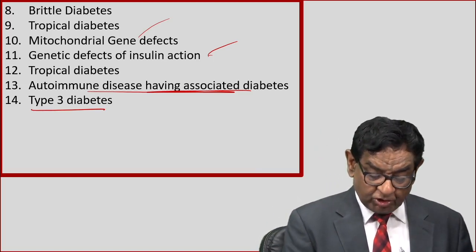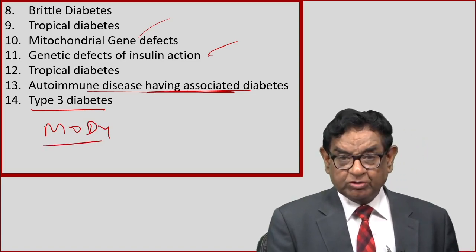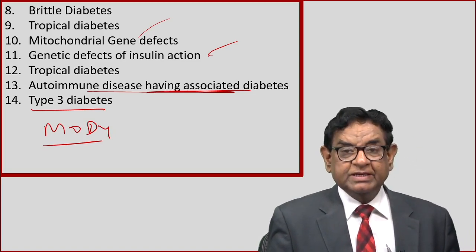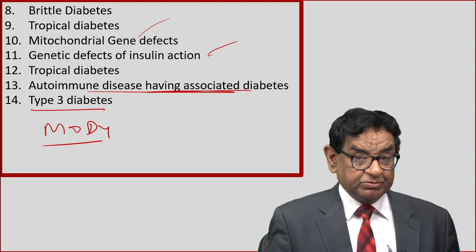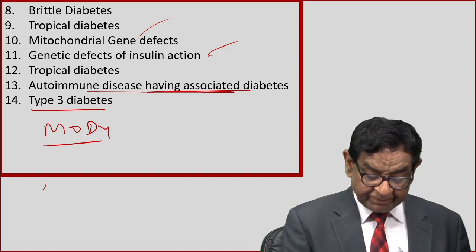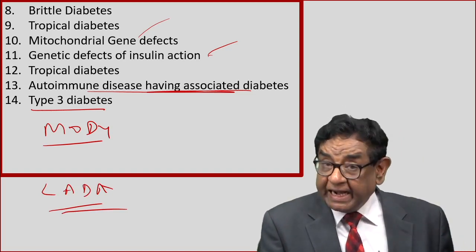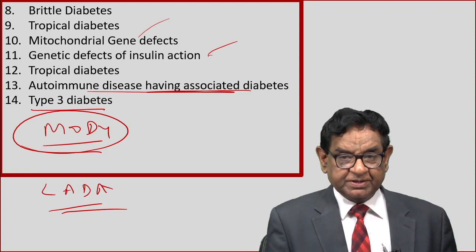And before that we also talked about MODY, maturity onset diabetes of the young. This is autosomal dominant diabetes, occurring because of reduced sensitivity of beta cells to glucose. And we have LADA, that is type 1 diabetes occurring in the elderly patient, and this is type 2 diabetes occurring in the young patient.